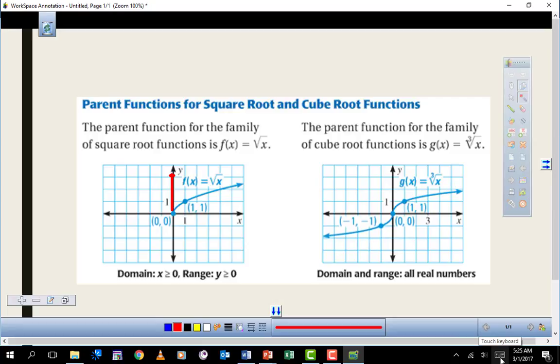If we look at this other function, the cube root, this is what we call the parent function for that one. And notice these 3 points. Those are pretty easy to get. That's when we plug in 1 or negative 1. And since you could put negatives in cube root, the domain for the cube root function is all real numbers. And that is the case with the range as well.